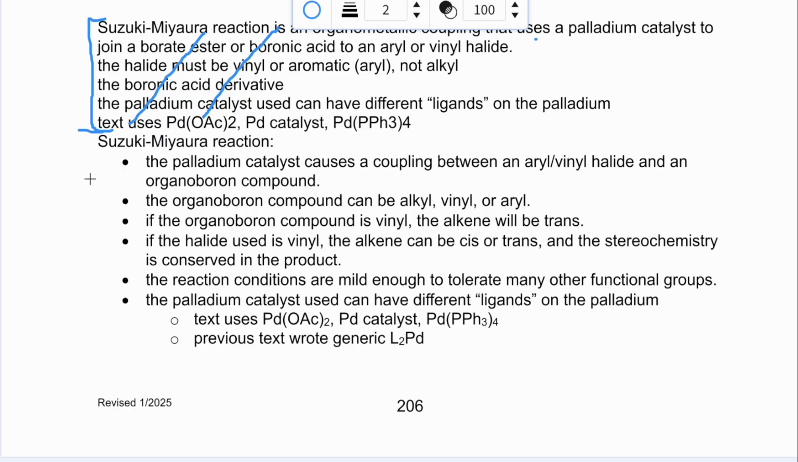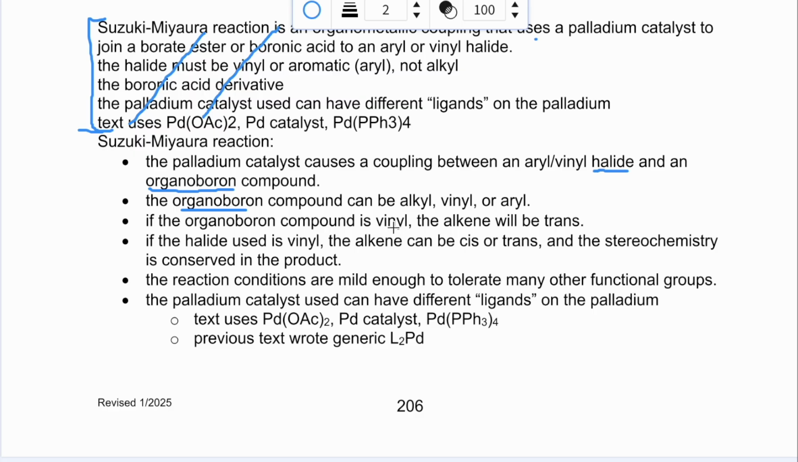But here is our list of features of the Suzuki reaction. The palladium catalyst helps to join a halide with an organoboron compound, so a borate ester. Your textbook also has a boronic acid derivative. So the organoboron compound can be any type of alkyl group or vinyl group or aryl group.